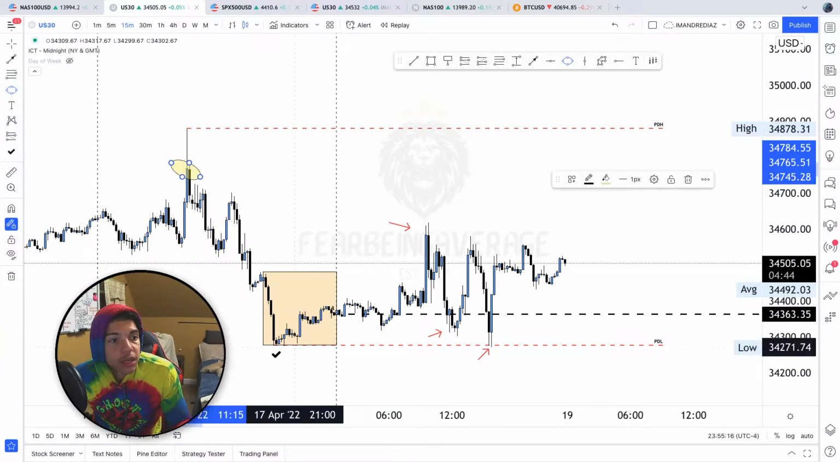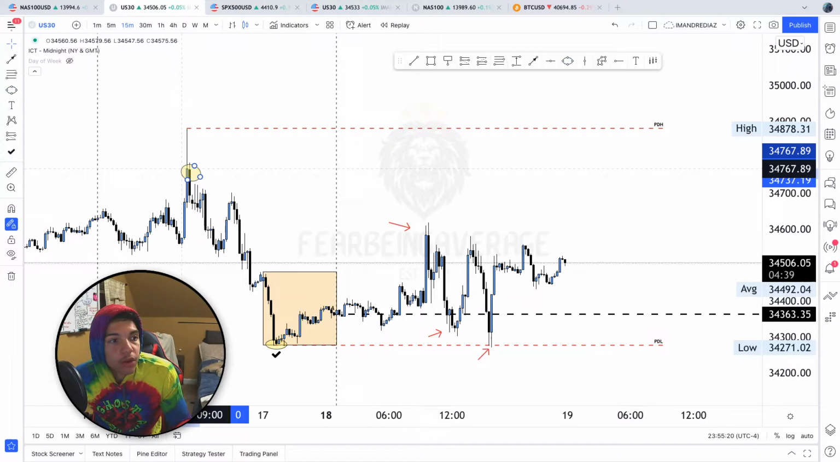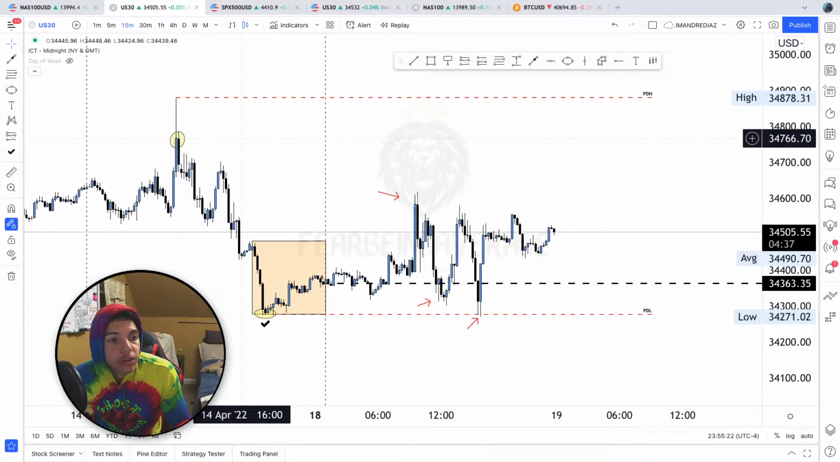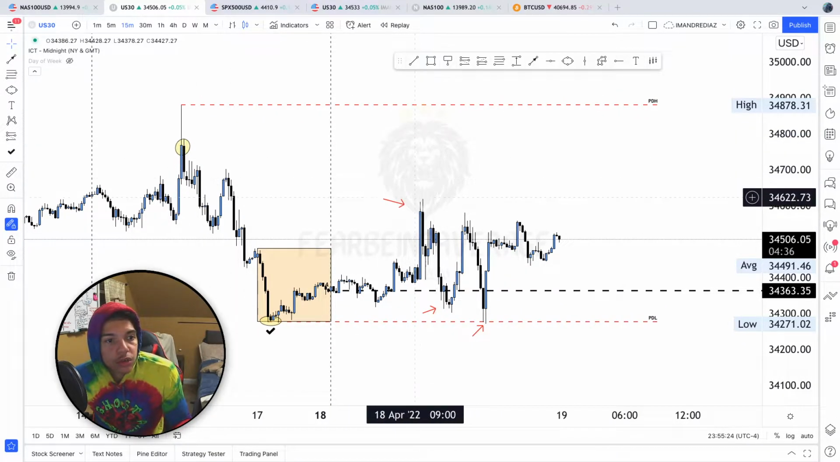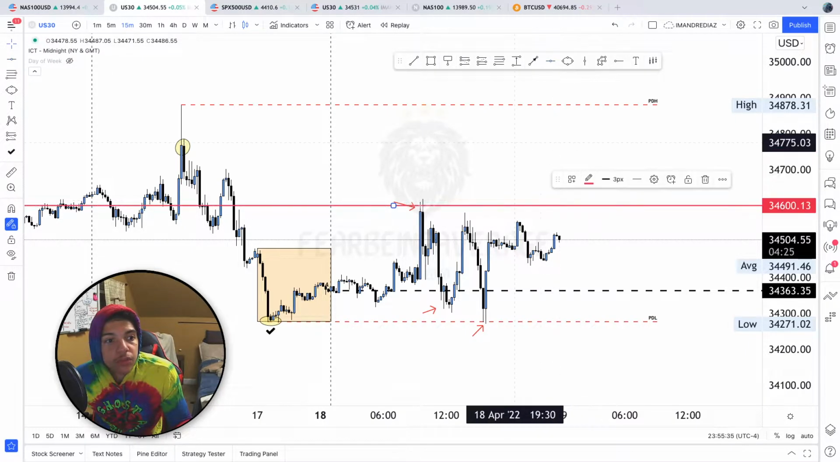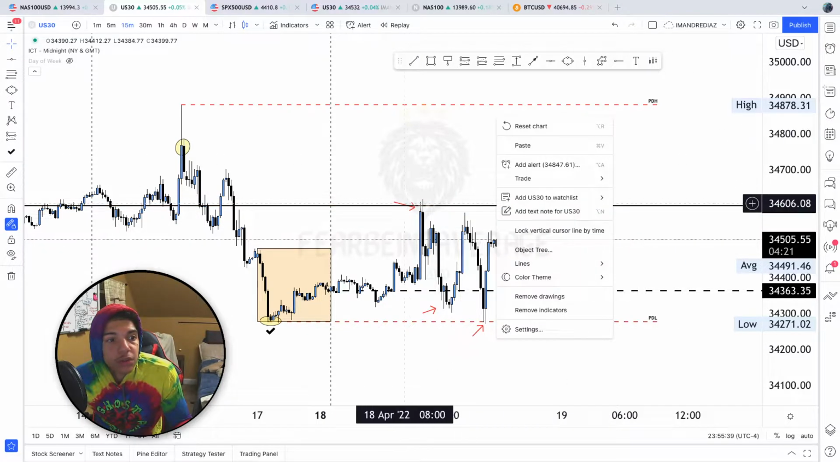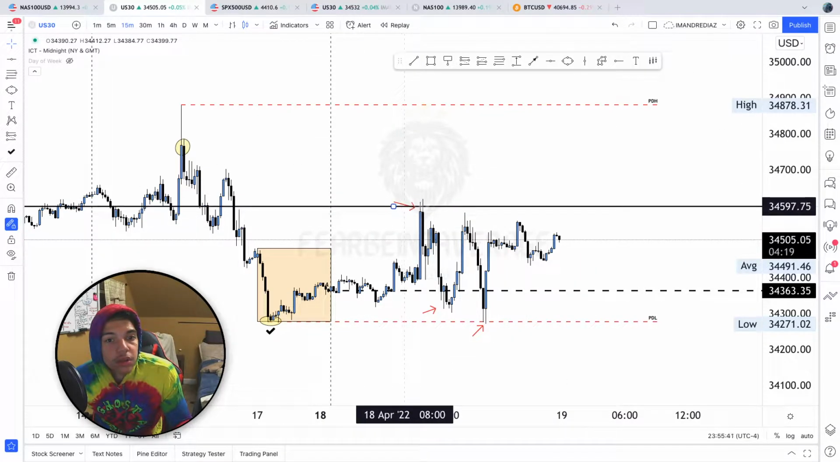But with that being said, now we're going to get into the overall market analysis and breakdown of what happened in this area. The first area we're going to talk about is right up here. Right up here we have the high of the day that was created at 9:45. At what level? This is when price tapped into 34,600. I'm going to make this black. So price tapped into 34,600 at 9:45.